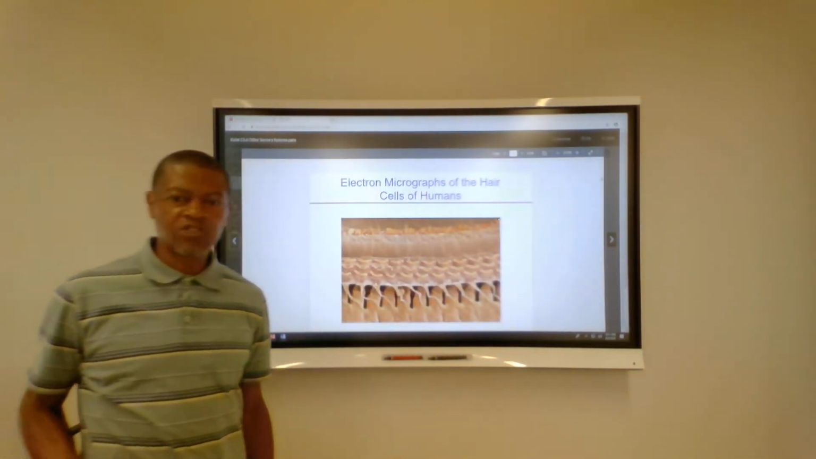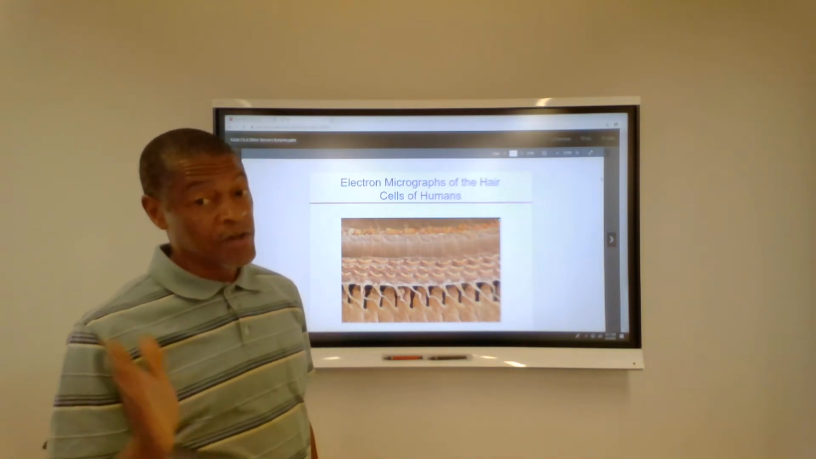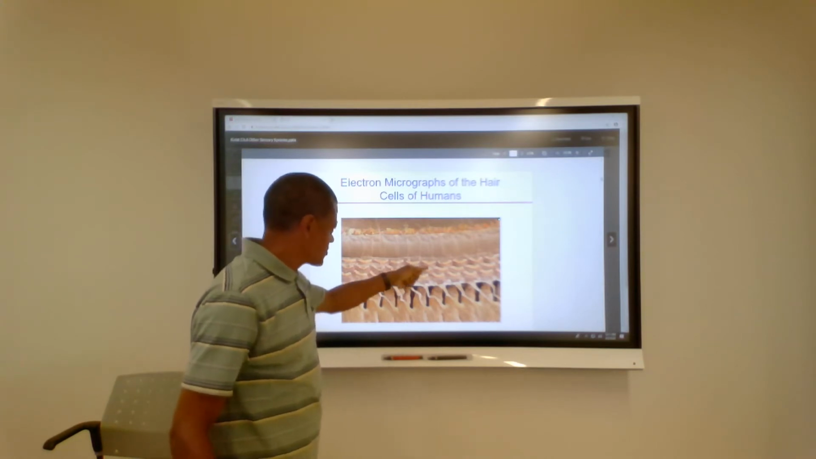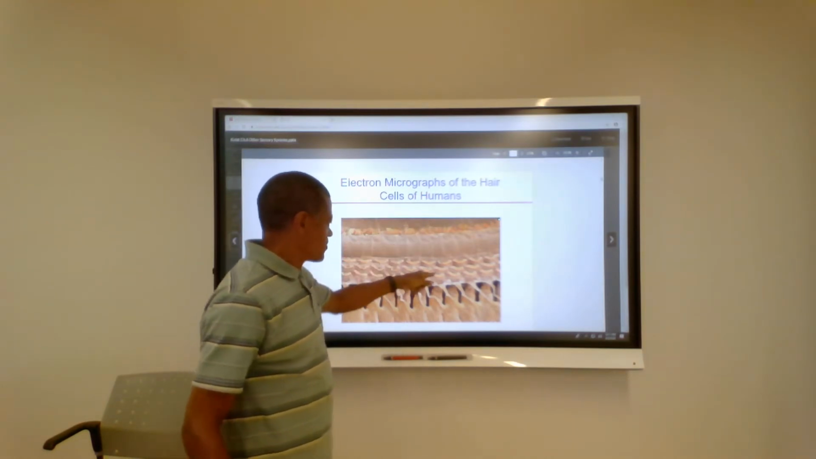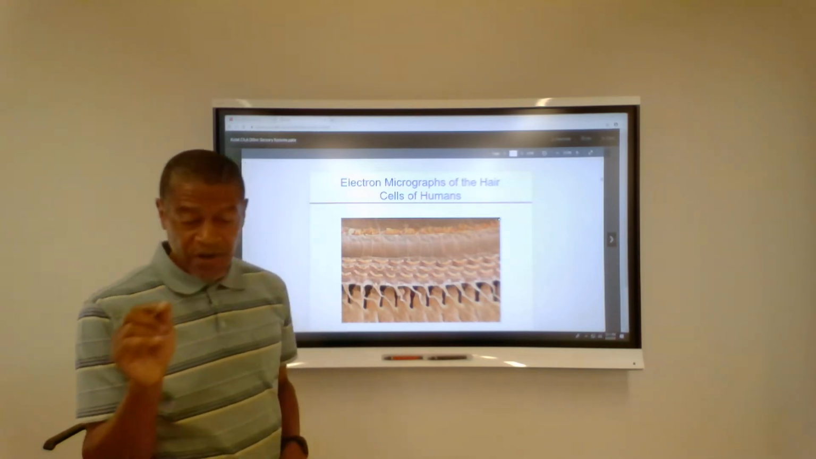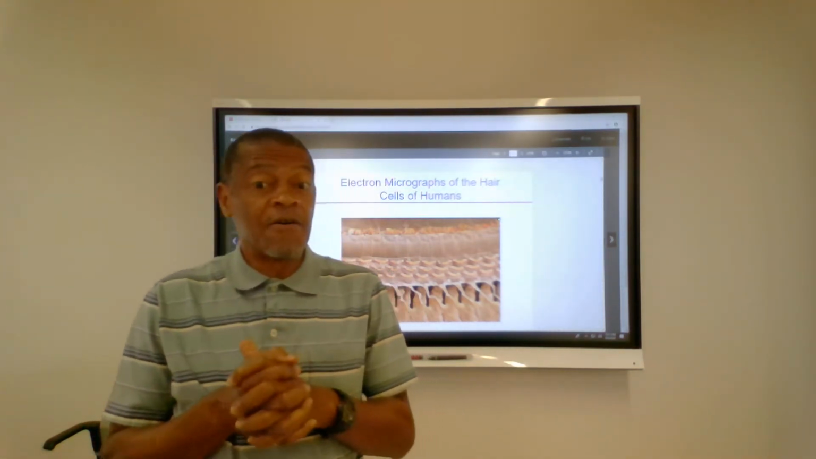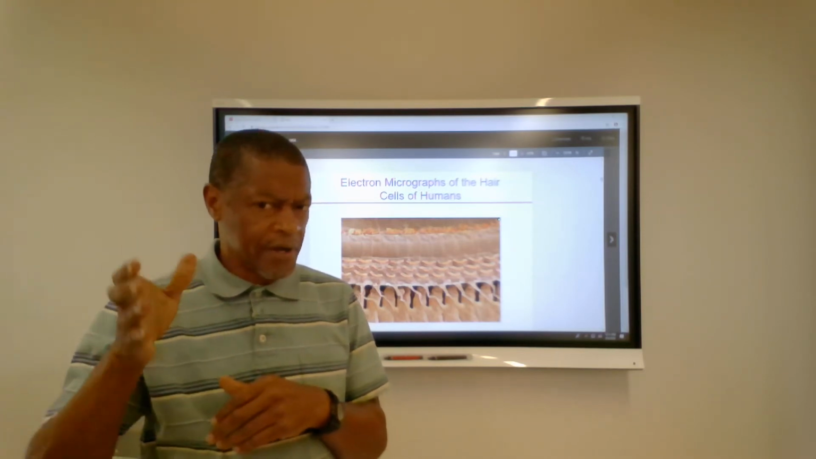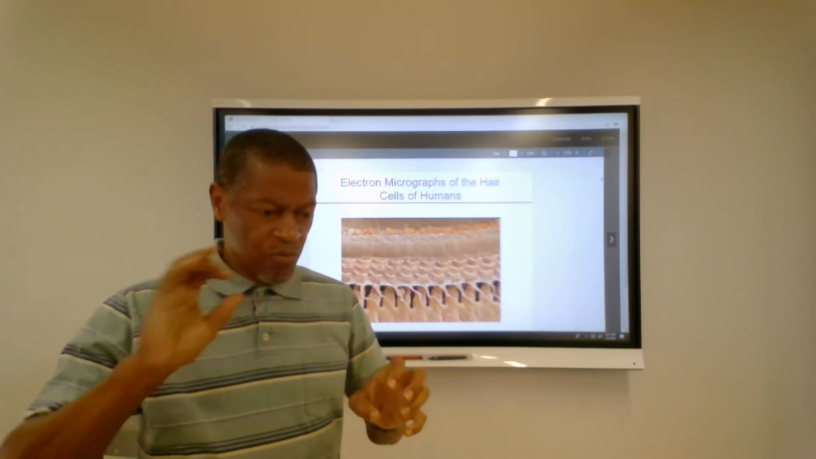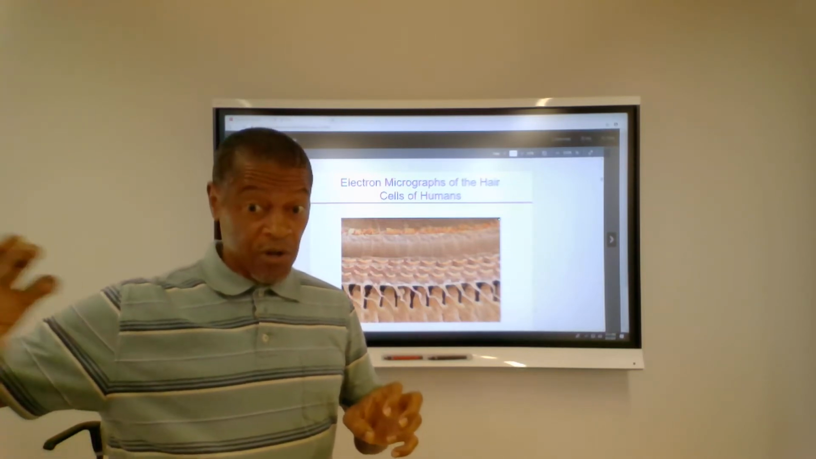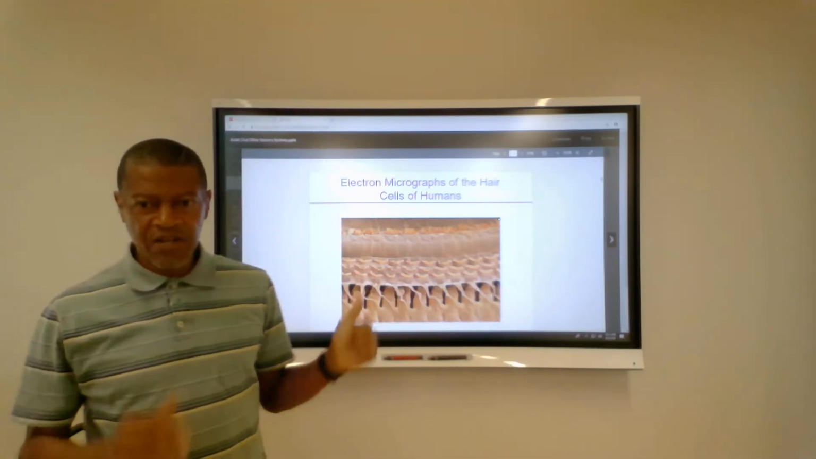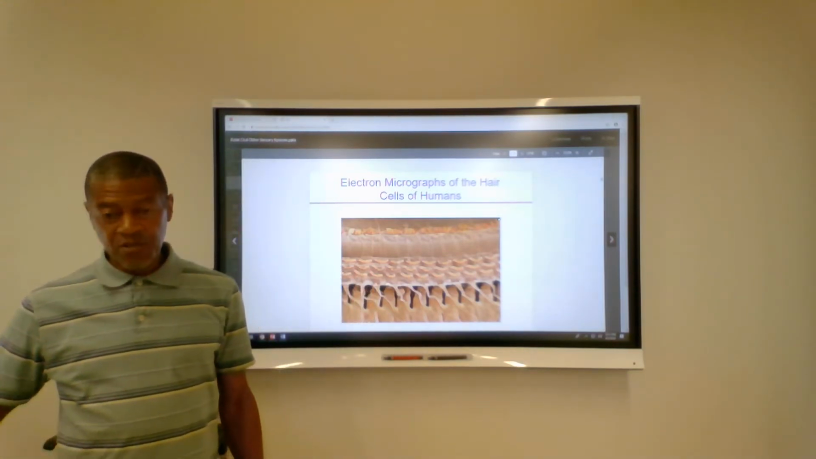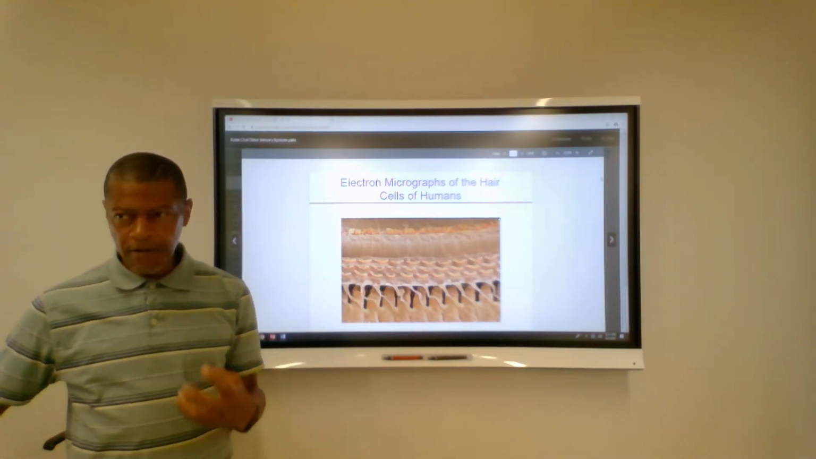So if you take an electron micrograph image of the layer, you see these little things right here, those are hair cells. Those hair cells are laid out in a certain way to pick up certain kinds of frequencies of sound. It's called tonotopic. I think tonotopic relates to how it is in the brain, how it's really going from the ear to the brain in terms of certain sounds and certain areas of the brain, but the hair cells are laid out on the basilar membrane in a certain kind of pattern.